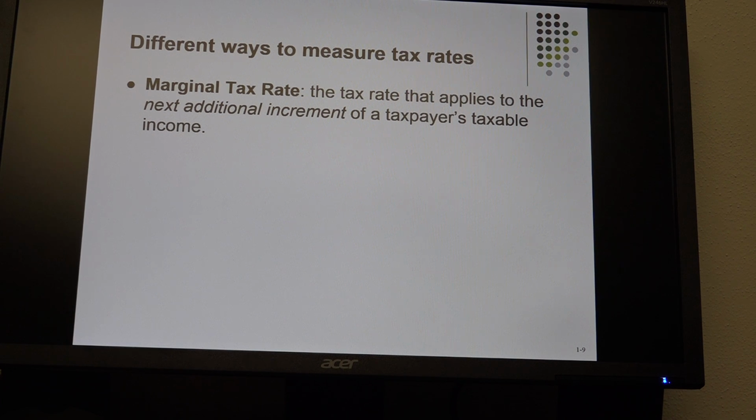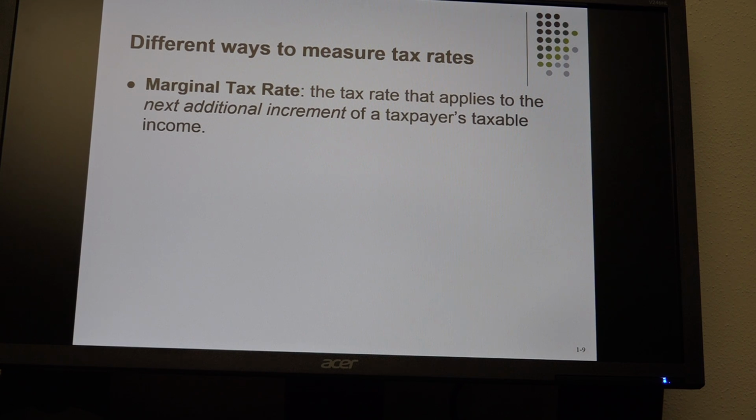Let's say you make $80,000. $80,000 is your taxable income. What is your marginal tax rate? Well, it's 25%, because on that $80,000, you pay 25% on that last dollar you earn. So your marginal tax rate is 25%.